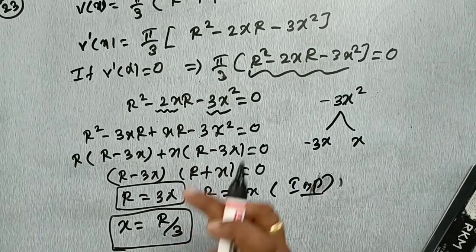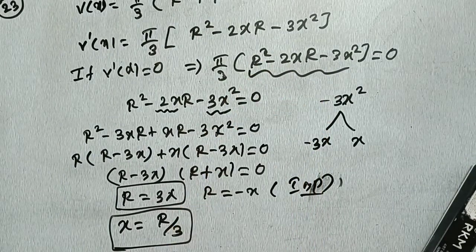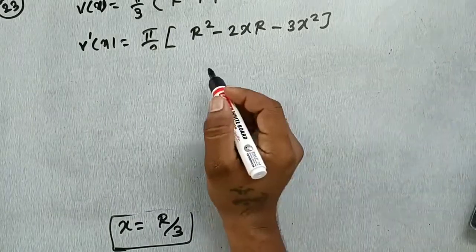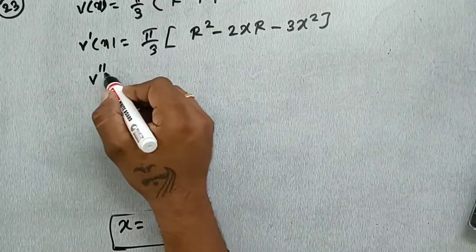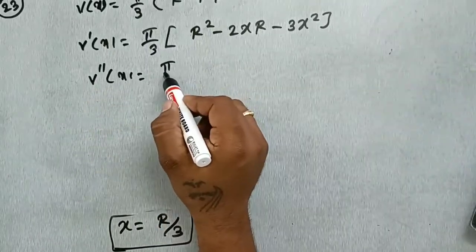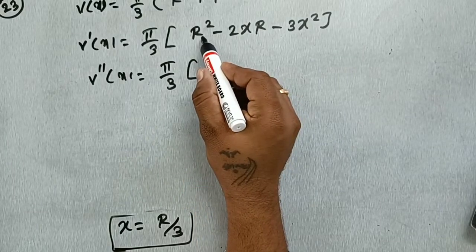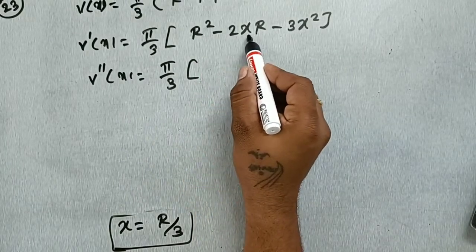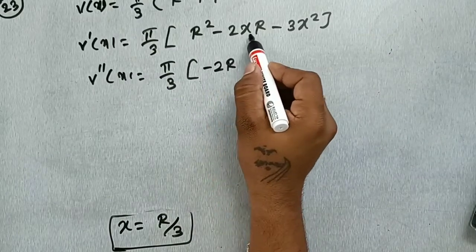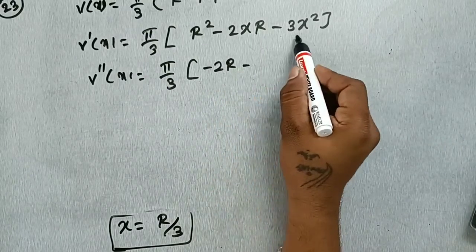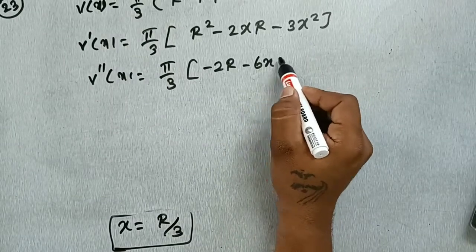Next I need to find the V double dash. I need to substitute the x value in the V double dash and check whether it is positive or negative. We need to prove that the volume of the largest cone should be maximum. Volume should be maximum means that when substituting into V double dash, it should be less than 0. So find the second derivative, V double dash of x, that is equal to, outside will be pi by 3. Differentiation of r square is 0. Differentiation of 2 into x into r is 2r, since r is constant. Differentiation of x is 1, minus differentiation of 3x square is minus 6 into x.